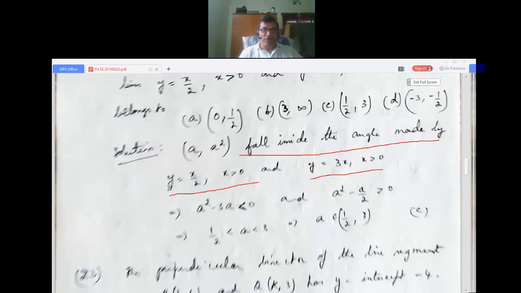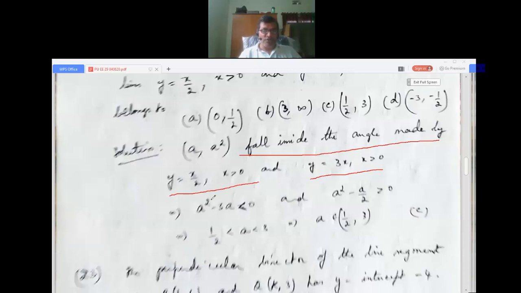When you substitute here, it is less. So we wrote this. When you substitute here, it should be between. So y equals 3x is above, so it should be less than, it should be in the middle. So less than, and here it should be greater than. So here we can say half less than a less than 3 from this. By simplification, which implies a belongs to half comma 3.